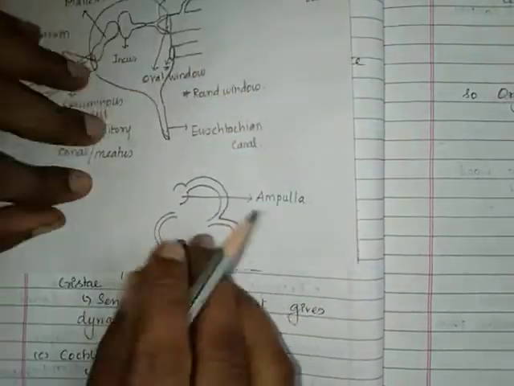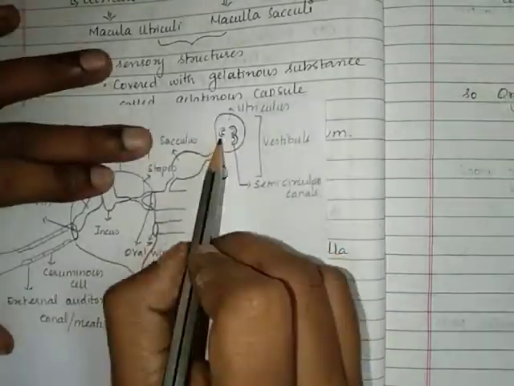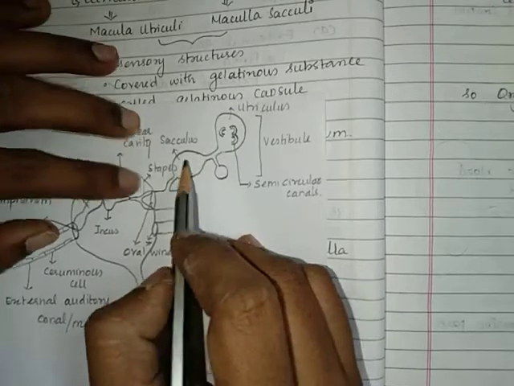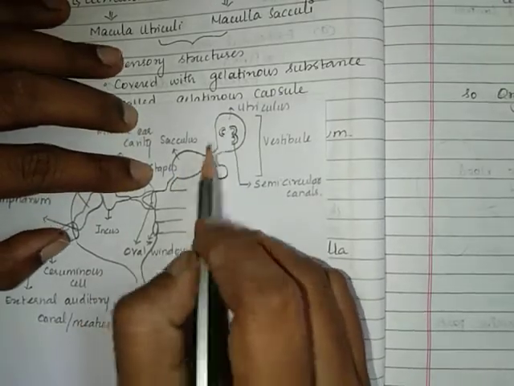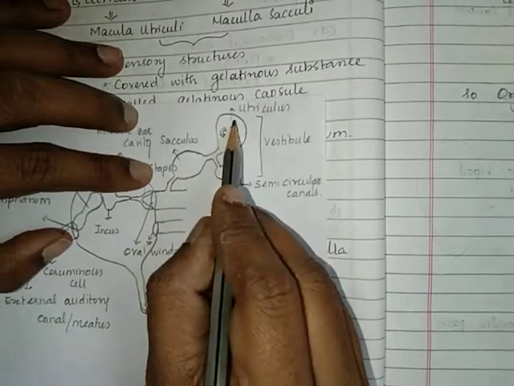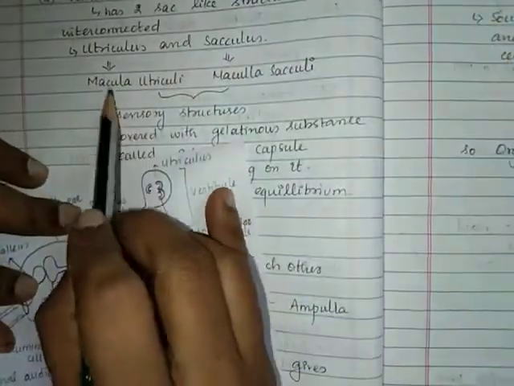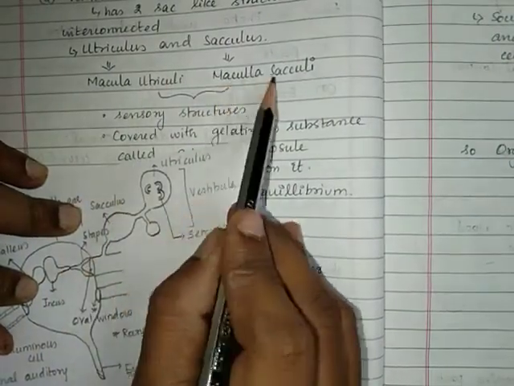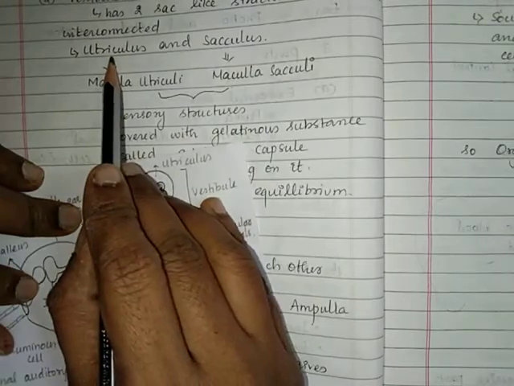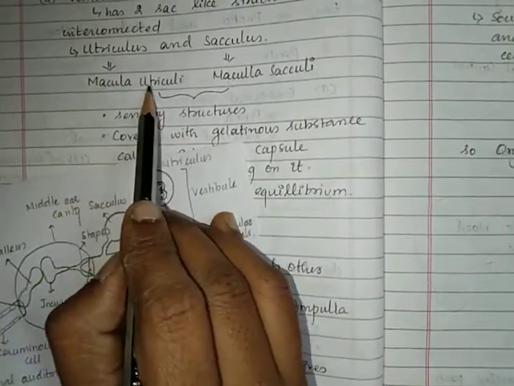I have drawn it a little small here. So, semicircular canals with ampulla. Now in the sacculus and utriculus, without the semicircular canals, the inner part of the sacculus and the inner part of the utriculus are going to have sensory structures called macula utriculi and macula sacculi. What is present in the sacculus is called macula sacculi. What is present in the utriculus is called macula utriculi.